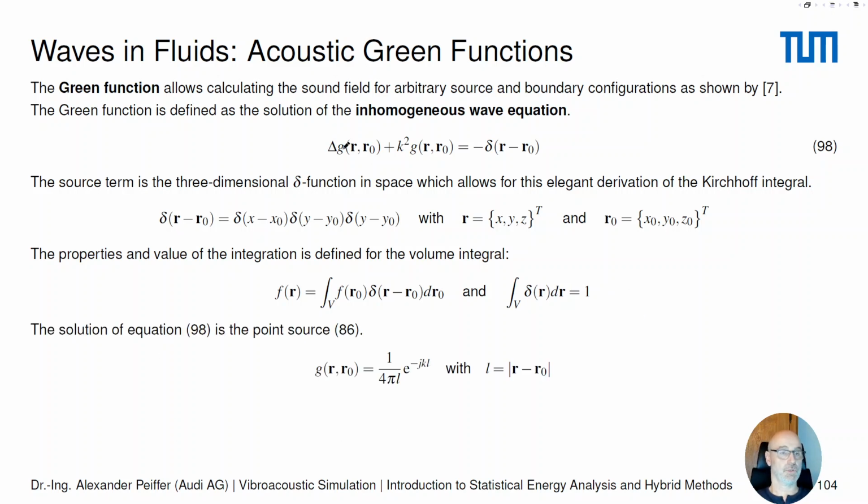So what is the solution of the above equation? The solution is something that we already know, our famous point source. The Green function is given by this expression in the frequency domain, omitting the exponential e^(j omega t) factor for the time dependence, and the distance L is just the absolute value of the difference between both vectors, or the distance between both positions.